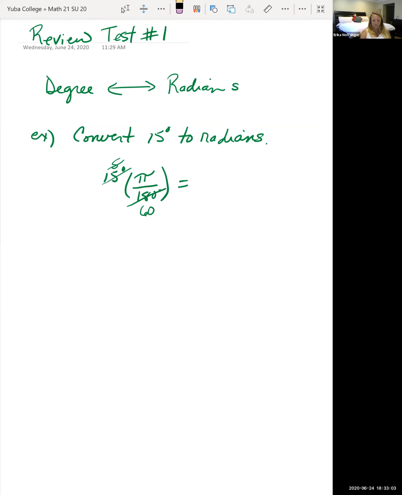5 goes into itself once. 5 goes into 60. Well, 5 goes into 6 once with a remainder of 1, and 5 goes into 10 twice. So that would be a 12. So we would be left with 15 degrees is the same thing as pi 12ths radians.